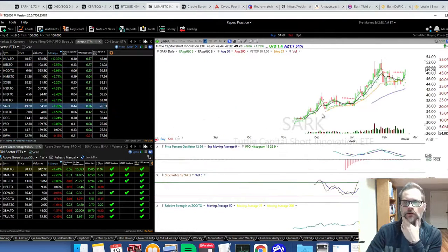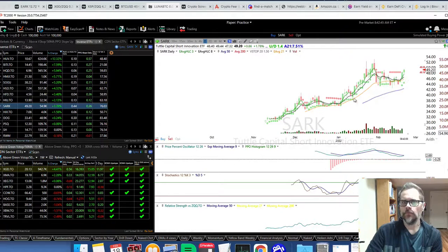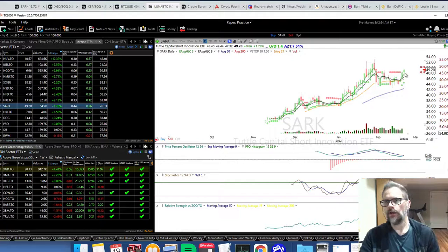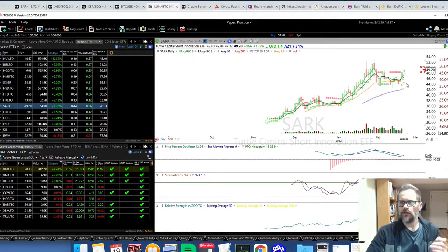If you wanted to short the ARK, Cathie Wood's ARK Innovation ETF, there's a fund in the US called SARK. It's dropped a lot already, but this is looking like there's a green volatility stop and green bar, and that does look like a potential continuation. Because tech has gone down so much, this still looks like it has room to keep going.